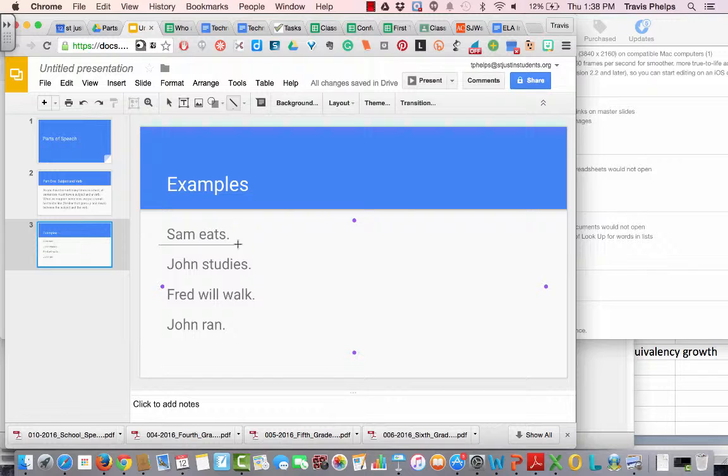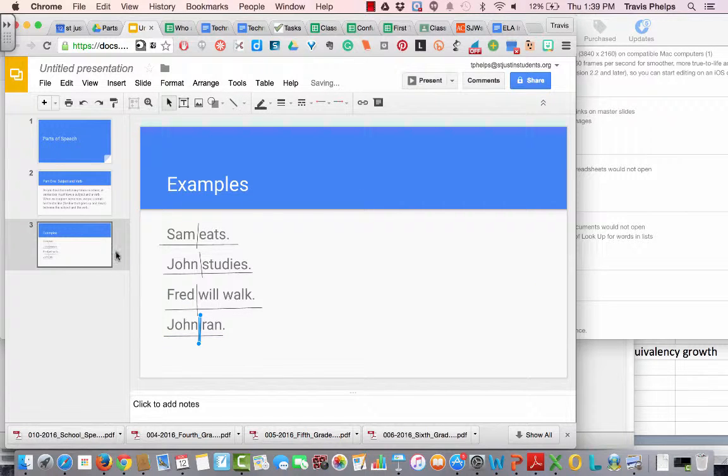So if we have Sam eats, we put a small horizontal line right there between Sam and eats. The same thing with John studies. We put a little line between John and studies. Now the next one, Fred will walk. Will walk is a verb phrase. It's more than one word, so we just put the line between Fred and will. Then the last one here, John ran, we put one between John and ran.